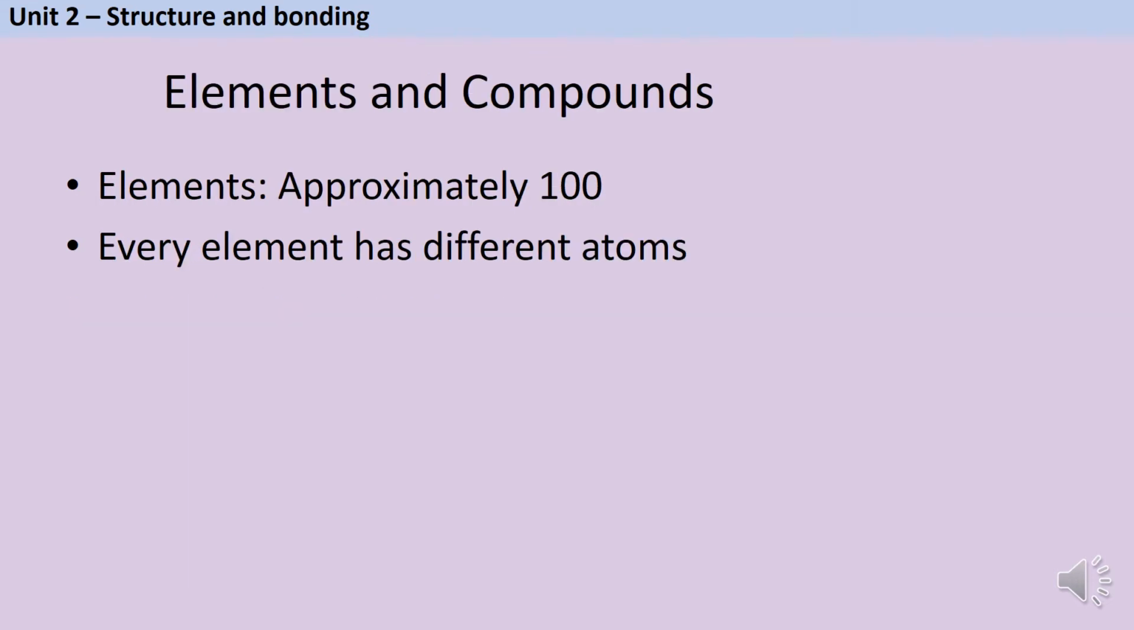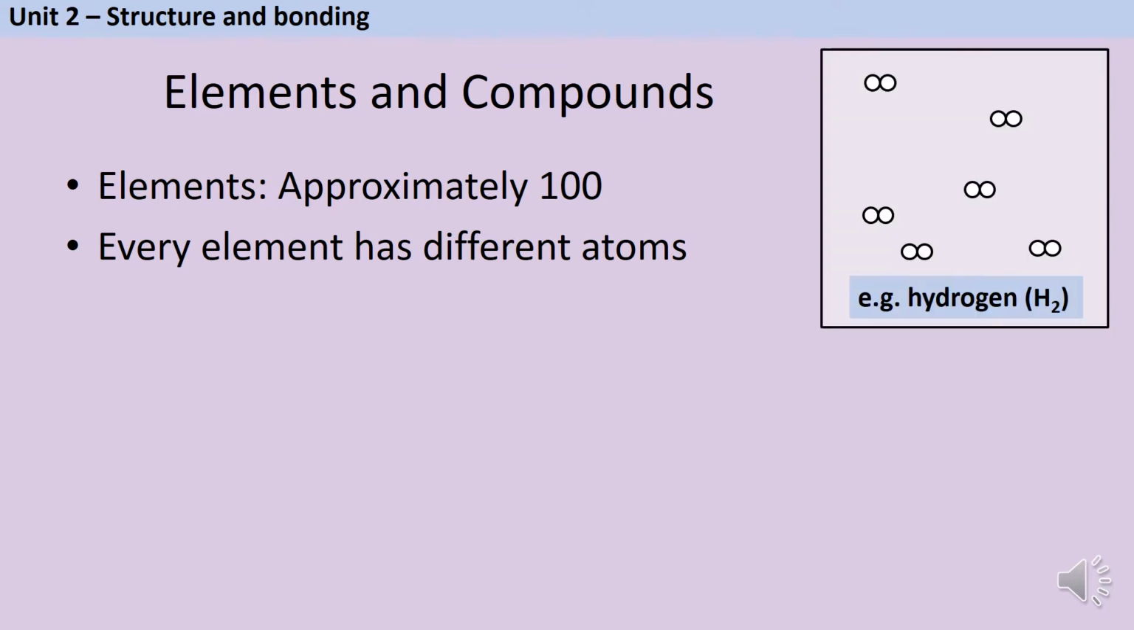You should know from Unit 1 that there are about 100 different elements listed in the periodic table, and the thing that makes each of these substances an element is that it is pure and it only contains one type of atom, which is different to the atoms of another element. So if we looked at a picture representing hydrogen, all of the atoms in this picture are the same. They're all the same size, they're all the same colour.